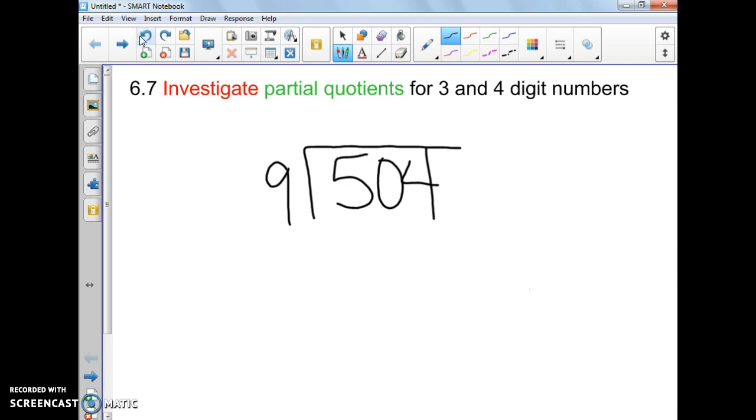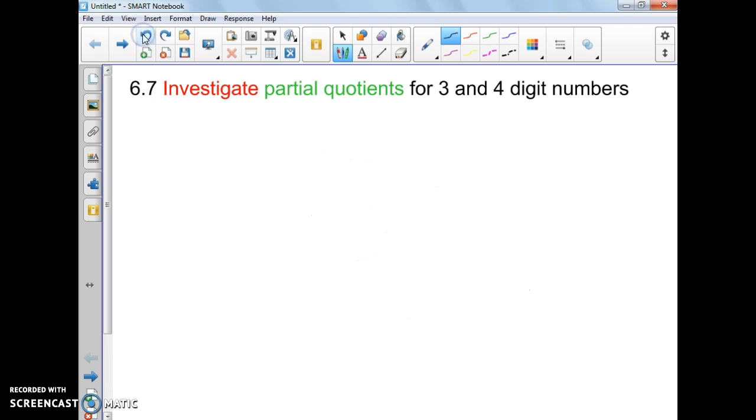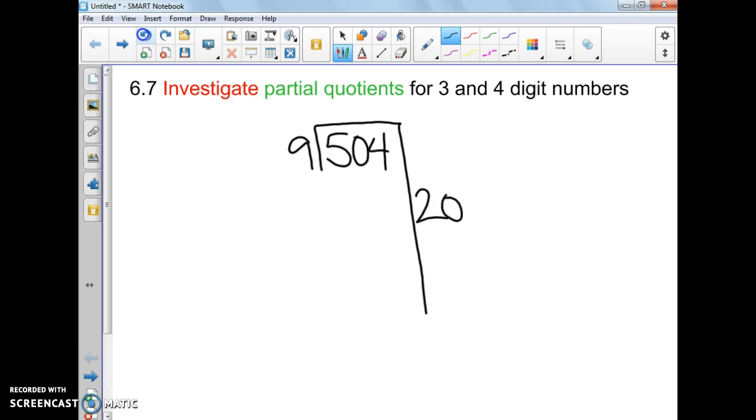Can we up it just a little bit? What if we try 20? 20 times 9 is 180. Could we up this a little more? Yeah. Let's just jump to 40. How's that? 40 times 9 is 360. Are we getting a little closer?